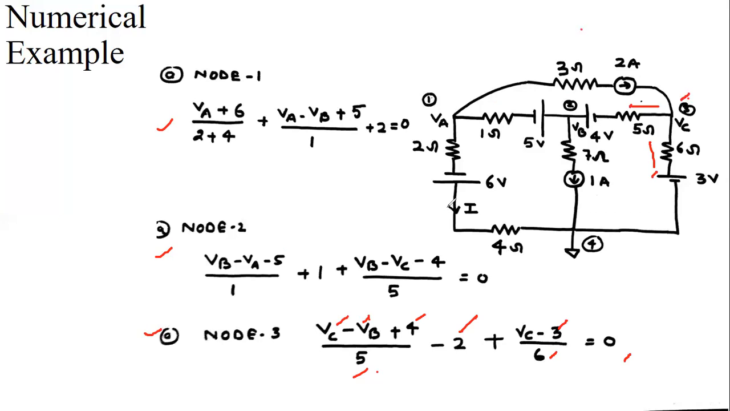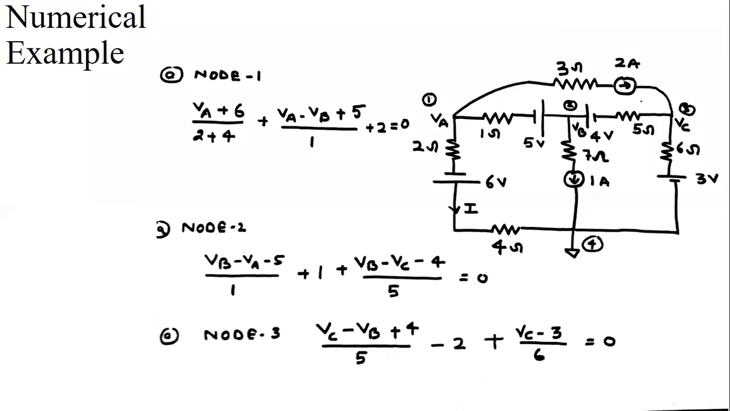Okay, so the question is saying find the value of I. So this I value becomes equal to VA minus 0, and this is plus 6 divided by 2 plus 4. So just calculate the values of VA, VB and VC, and you can find the current in any branch.